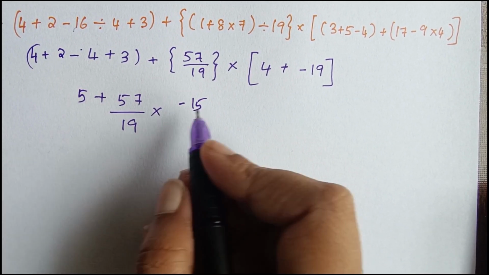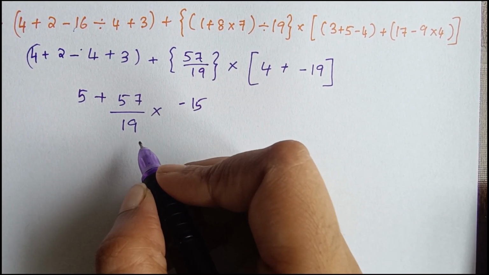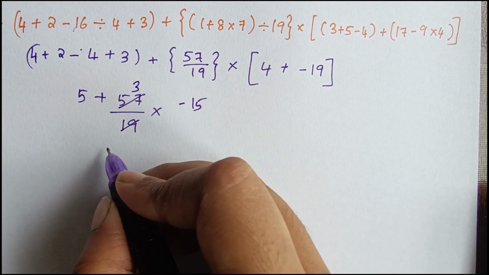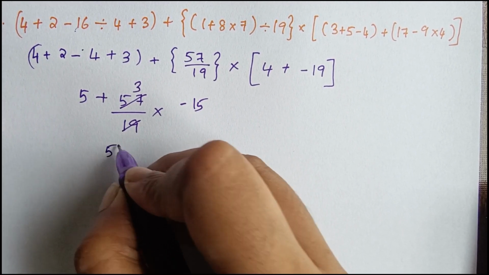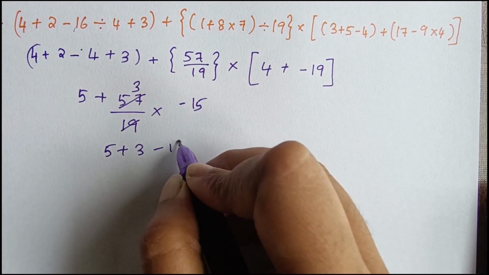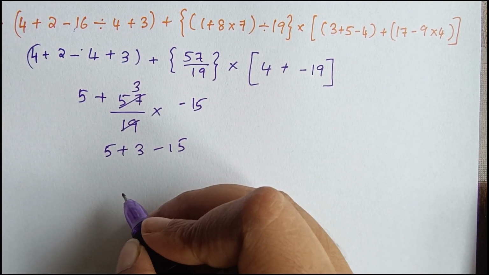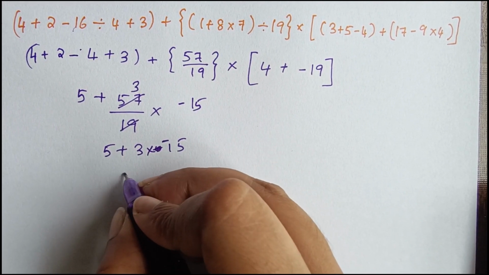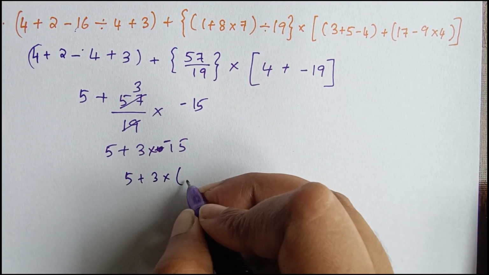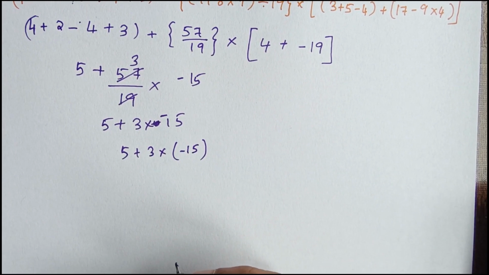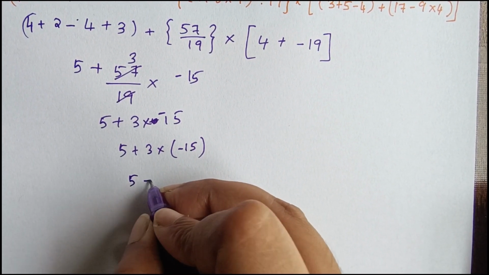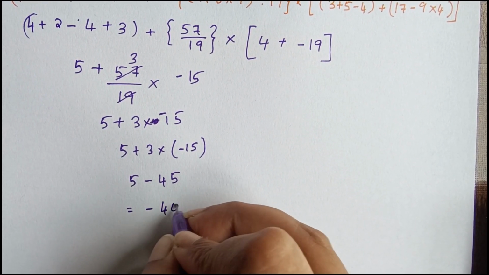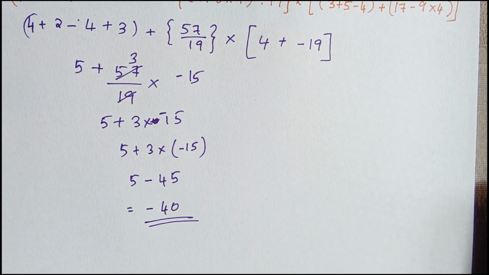So 5 plus 57 by 19 into minus 15. We will do the multiplication first. You can simplify this as 19 into 3 is 57. So 5 plus 3 into minus 15. We will do the multiplication first: 3 into minus 15 is minus 45. 5 minus 45, so the answer is minus 40. So this was also a previous question.